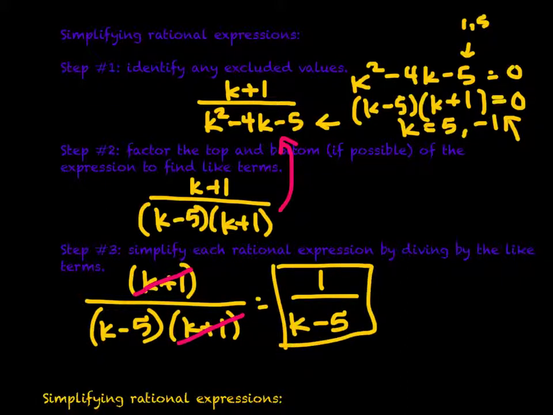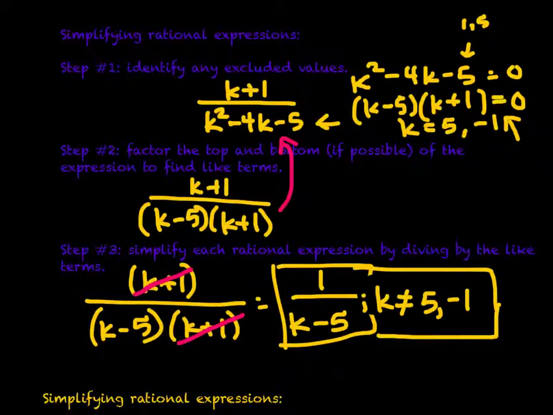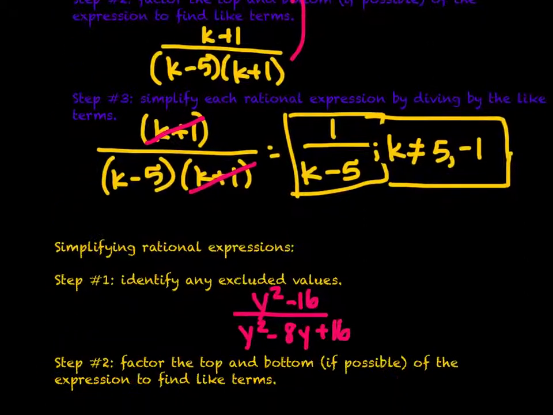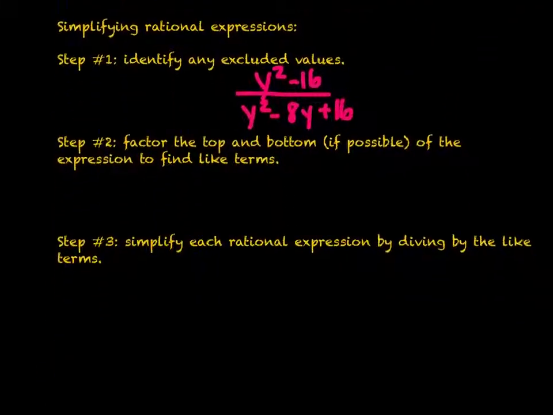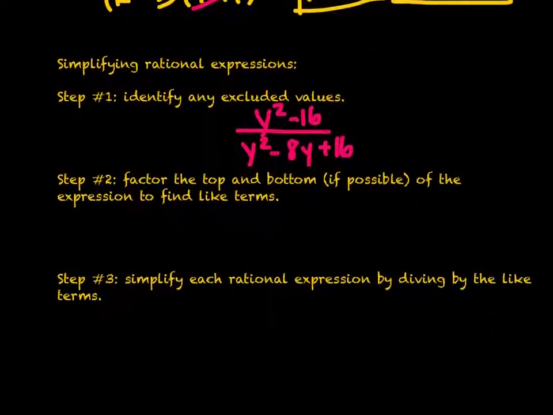And that's not our final answer, so I'm going to actually erase that. We also have a situation where k cannot equal a positive 5 or a negative 1. And that is our final answer. So now let's go on and try one last problem. I believe that's it. Yep, one last problem.